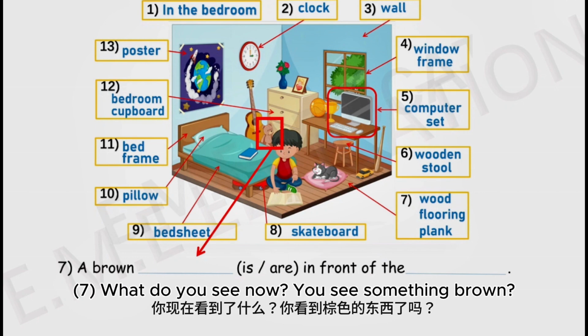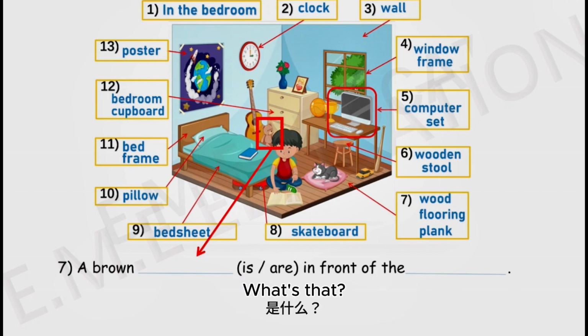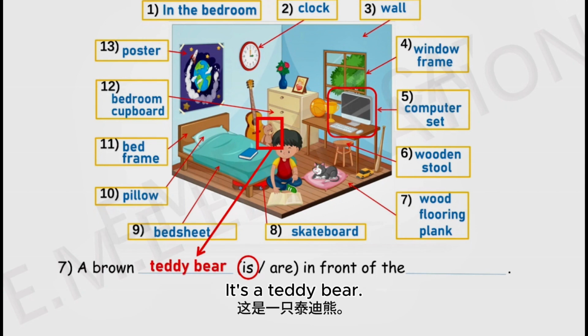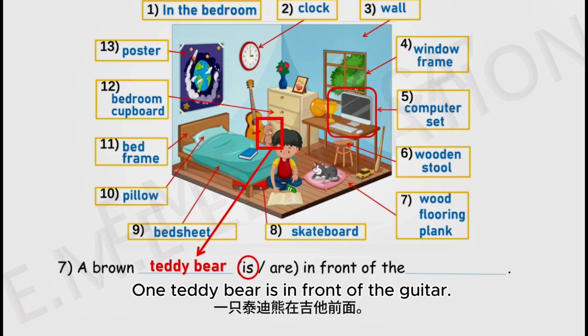Number 7. What do you see now? You see something brown. What's that? It's a teddy bear. One teddy bear is in front of the guitar.